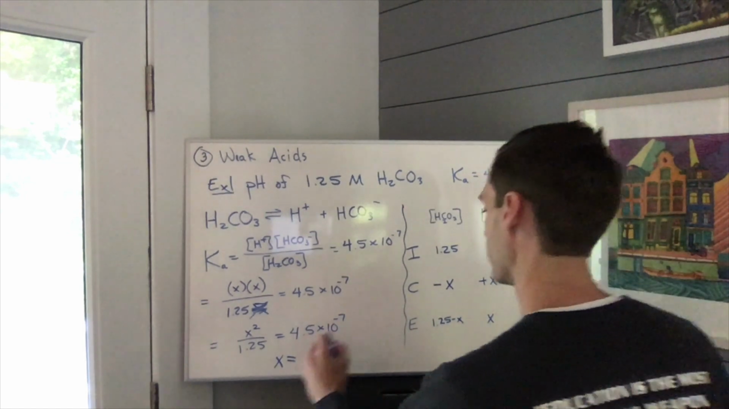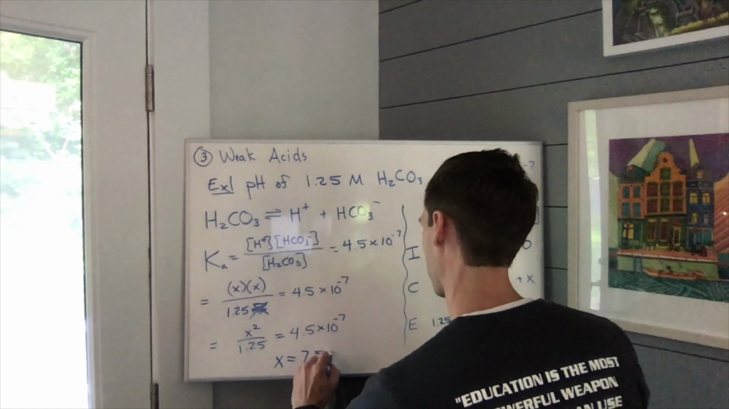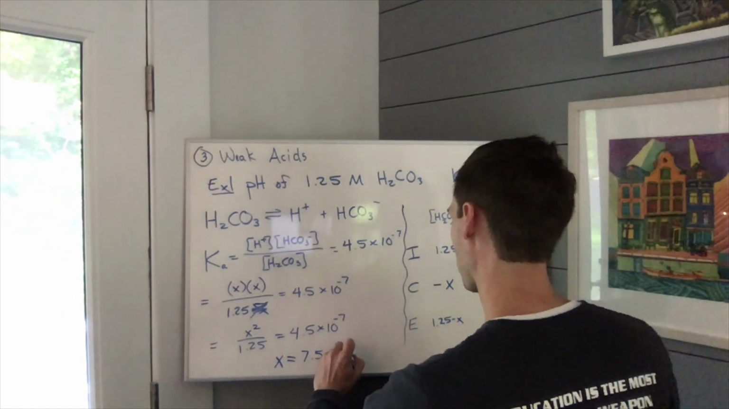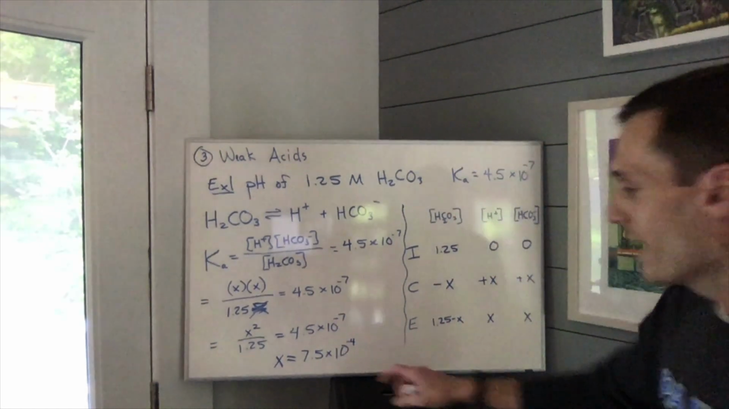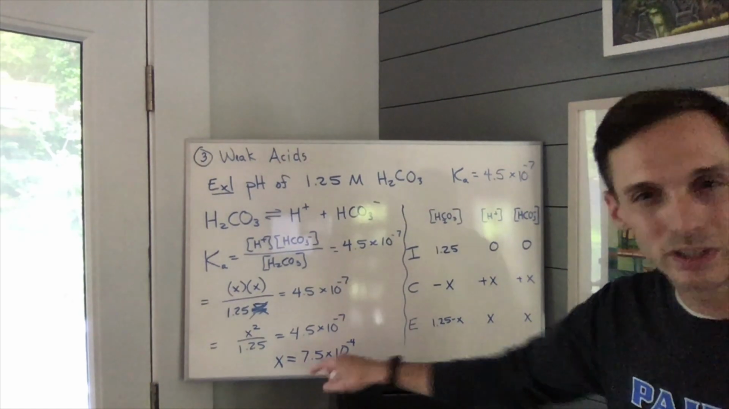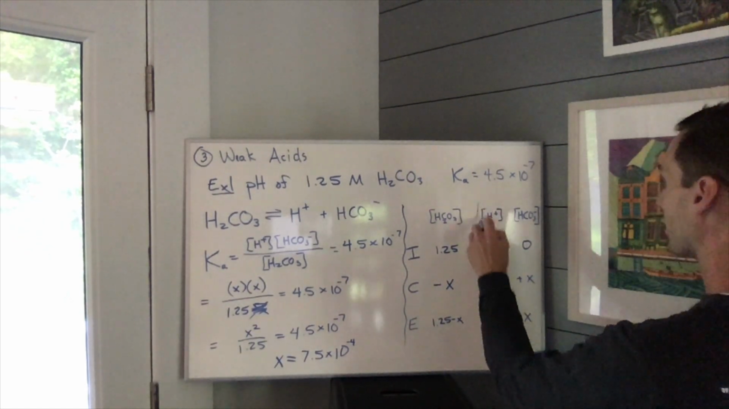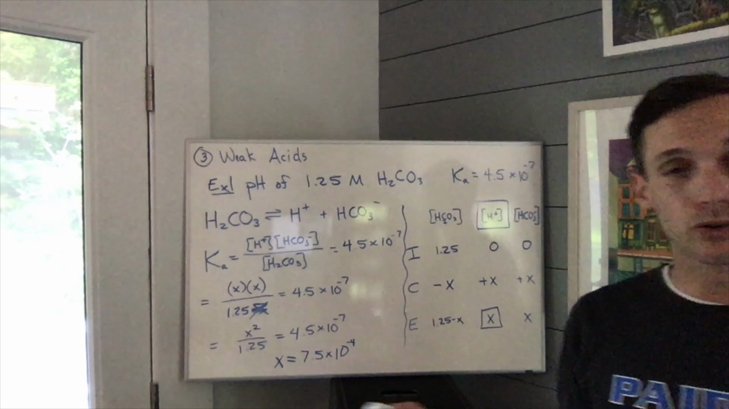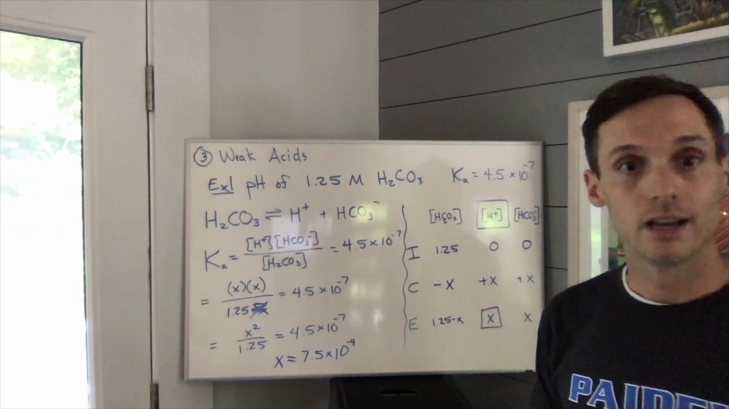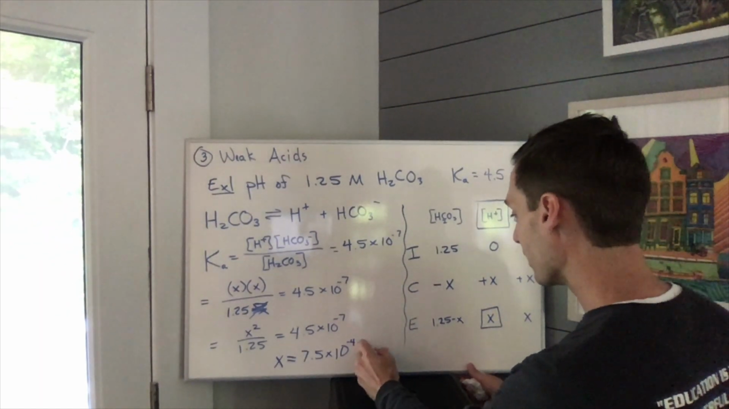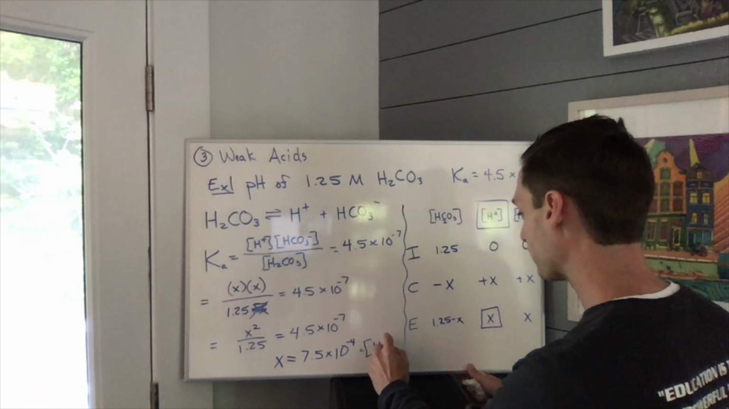7.5 times 10 to the negative 4th. Okay, and remember, what is X? What did we designate as X here? Well, X represents our H plus molarity, and that's great because once we figure that out, that puts us right on the pH square. This is our H plus molarity.